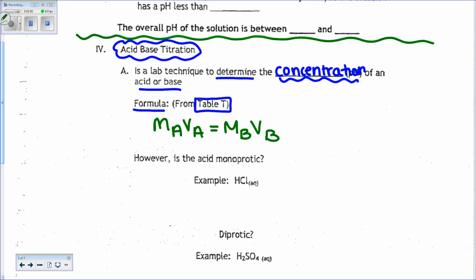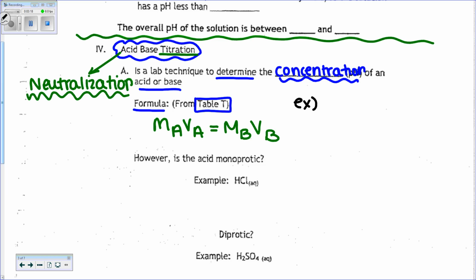Another thing to note, I should have noted this up here: when you see this word titration, you should be thinking neutralization. Titrations are when we will try to neutralize something. So, for example, let's try a problem. I want this problem written in your notes.